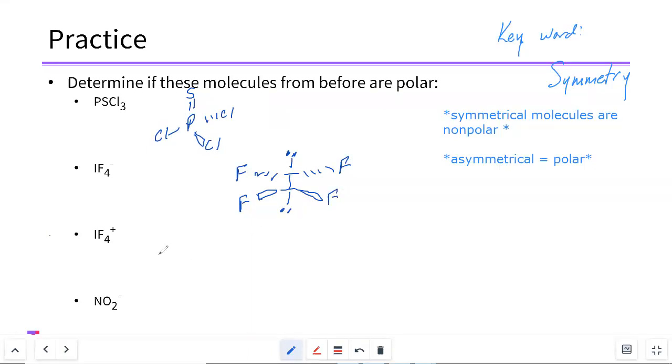IF4 plus is seesaw. And nitrite ion is bent.